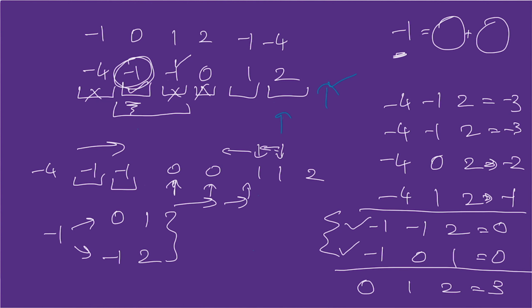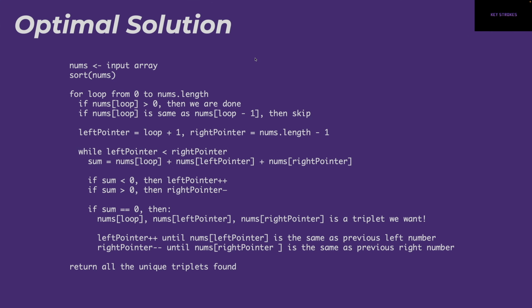So let's take a look at the pseudocode summarizing everything that we need to do. Okay, so here's the pseudocode for the optimal solution that we just discussed. I know it looks chunky, but trust me, it's pretty straightforward. So we start by taking the input, which is our nums array, and then we sort it. Then we start a loop from 0 to the length of nums.